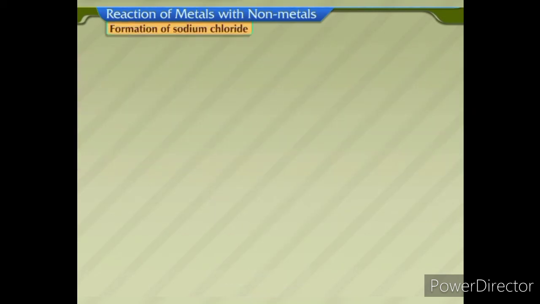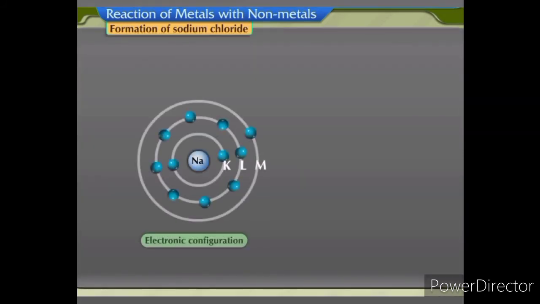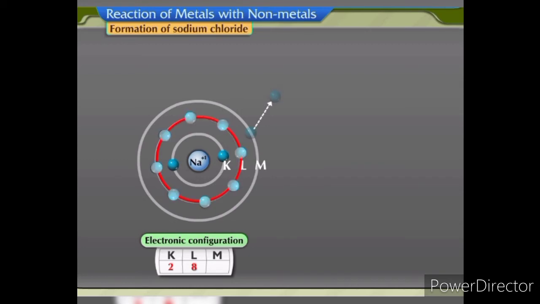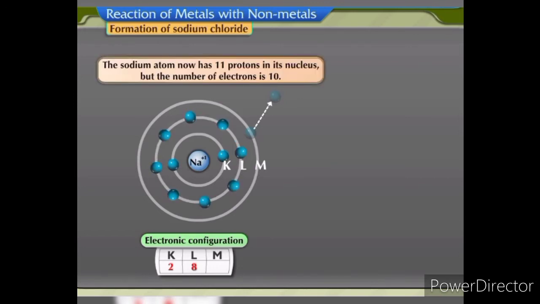Formation of sodium chloride. We know that the electronic configuration of the sodium atom is 2, 8, 1. If the sodium atom loses its 1 electron from the M shell to attain a stable octet, then its L shell will become its outermost shell. The sodium atom now has 11 protons in its nucleus, but the number of electrons is 10. This leads to the formation of a positively charged sodium cation.